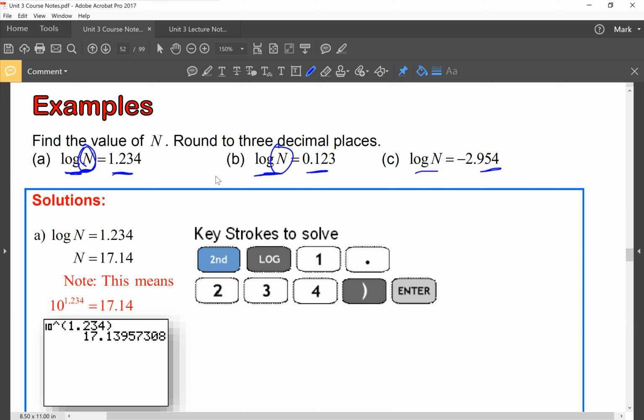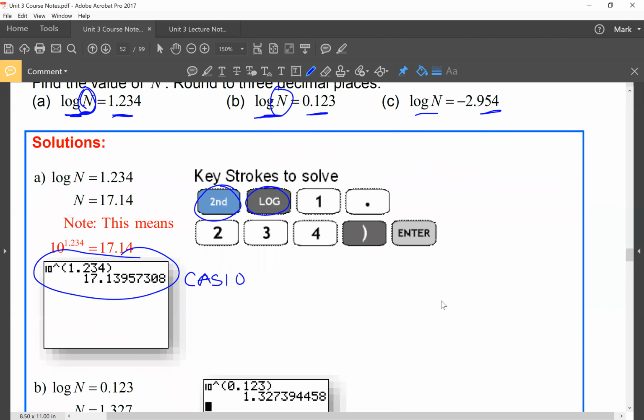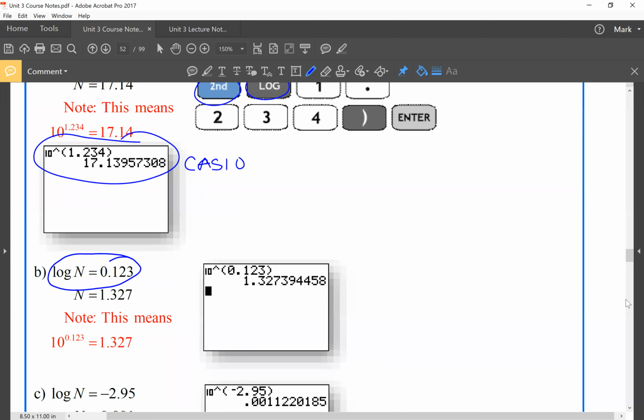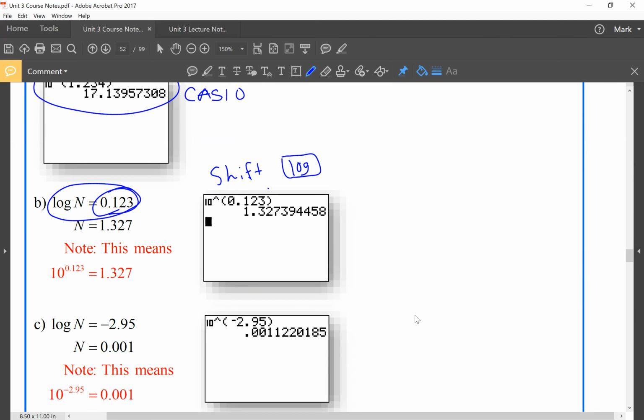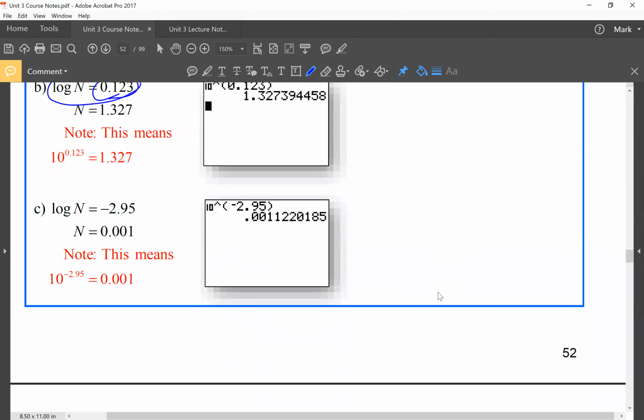You would go second function log, then put in the number and hit equals. It would look like this on your Casio calculator. So what about B? Log n equals 0.123. I would press second function, or for you guys, it would be shift log, put in my number, 0.123, and get my answer. Pretty straightforward. Same thing for this one. It doesn't matter if it's positive or negative. I would again go shift logarithm, and then enter the number.